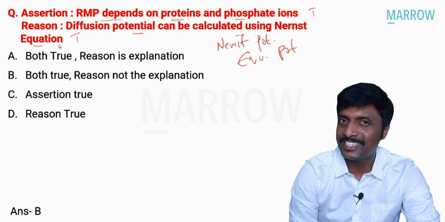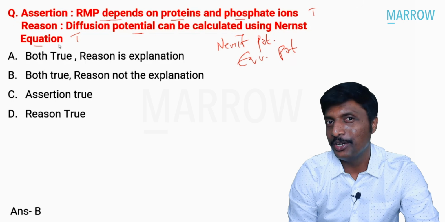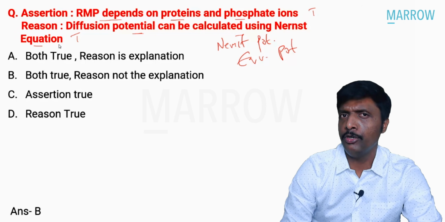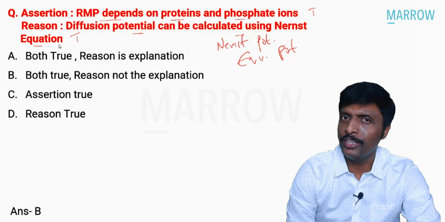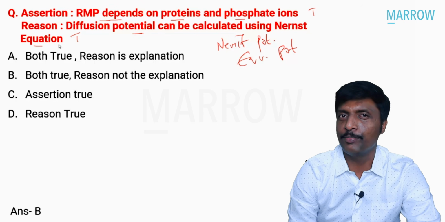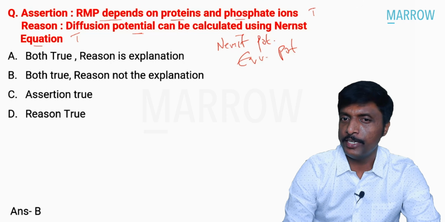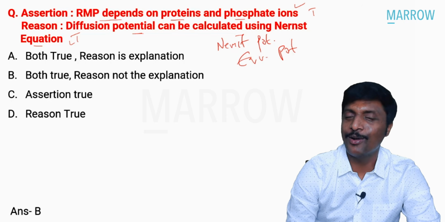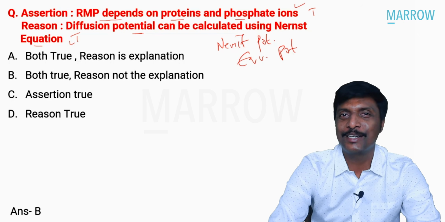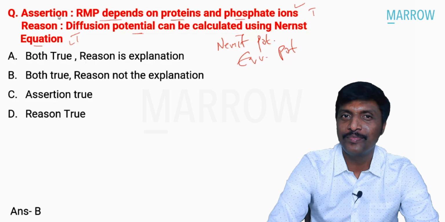If this is the reason, this can be the explanation. But the reason is something different. They gave a true statement, but the reason is not the explanation for the assertion. Simple. RMP depends on proteins and phosphate ions. True. Diffusion potential can be calculated using Nernst equation. True. Both are true, but the reason is not the explanation for the assertion. Simple. The answer is B.